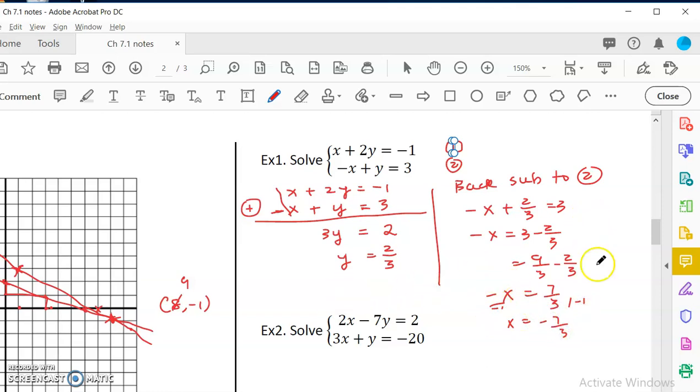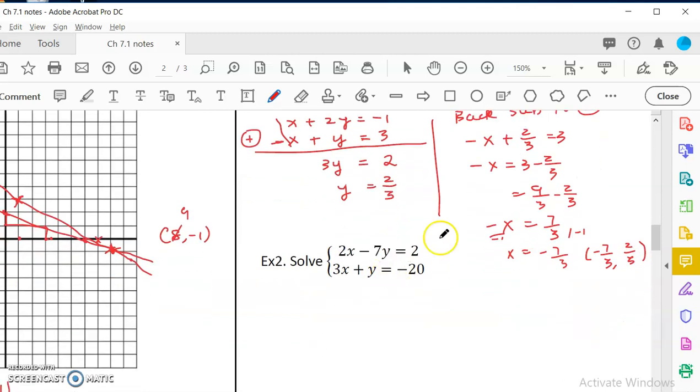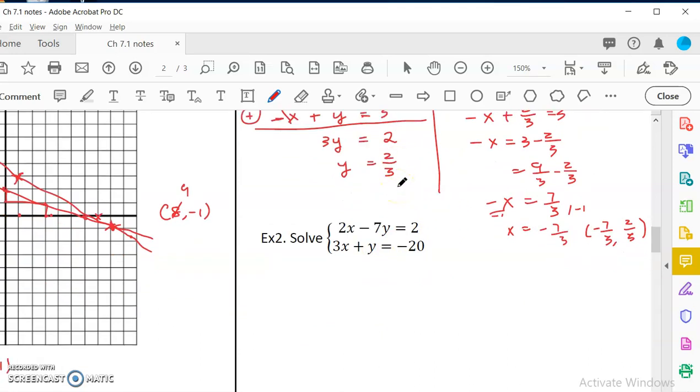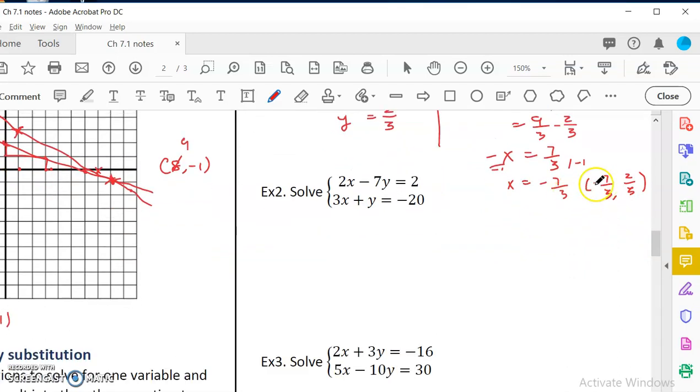So the solution for this system would be, let's write here, -7 over 3 and 2 over 3. Our convention is also not to use decimals. If you have a solution that is a fraction, just write it as a fraction. And usually we also don't use mixed numbers, so just put it whatever it is.